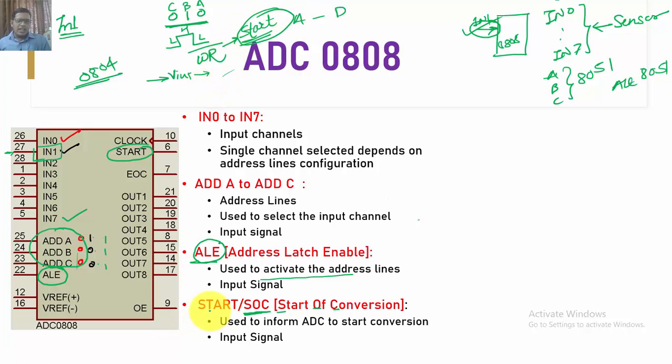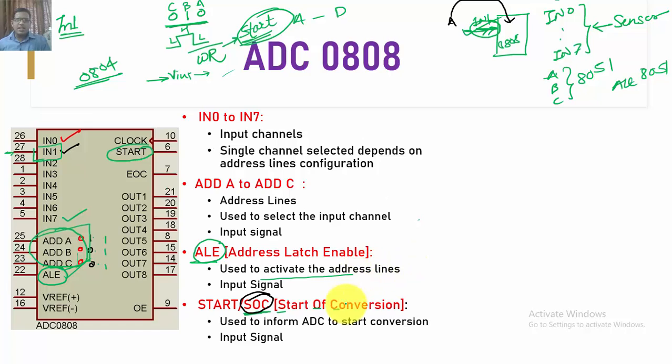In the same way, here the SOC signal is there with me, that is the start of conversion signal. It is used to inform the ADC to start the conversion. So no doubt, first I select a proper input channel, then to activate that channel I configure the address lines and activate the address latch enable signal. After enabling the address latch enable, the analog data is accepted by the ADC0808. Now this analog data has gone inside the 0808, but its conversion from analog to digital begins only when the start of conversion signal is issued by the 8051 microcontroller.